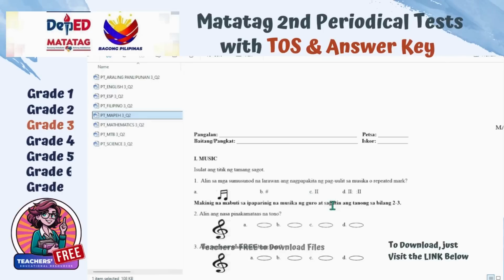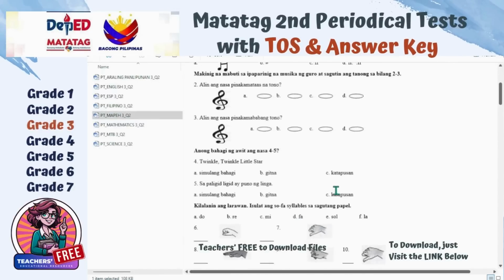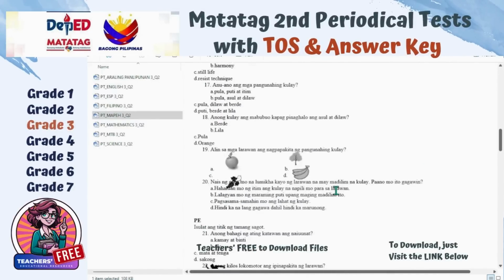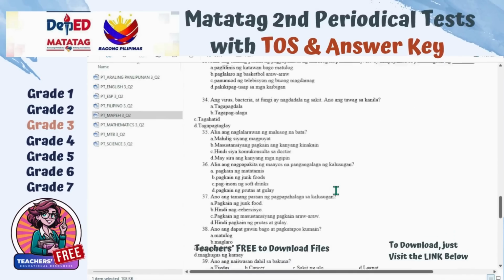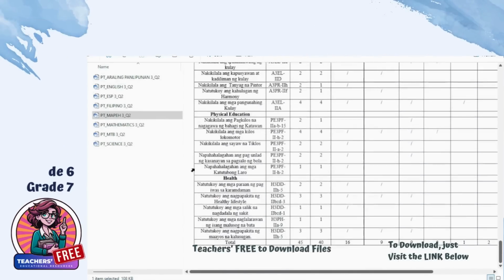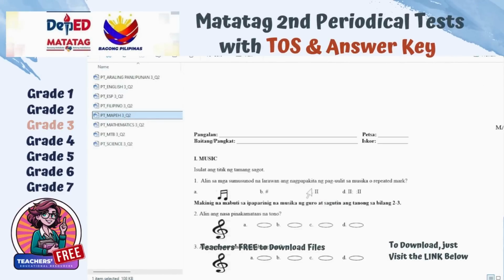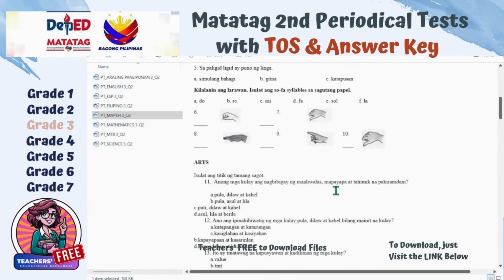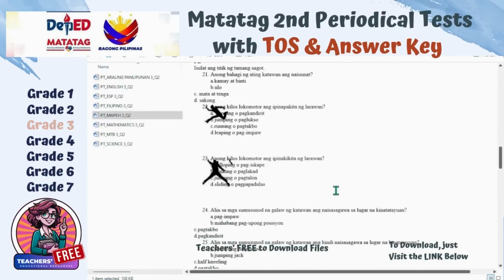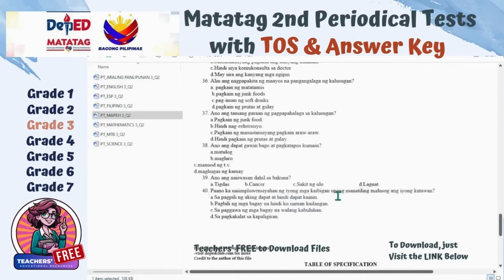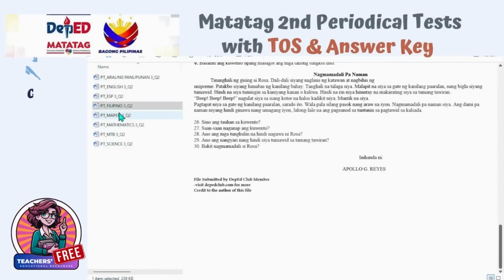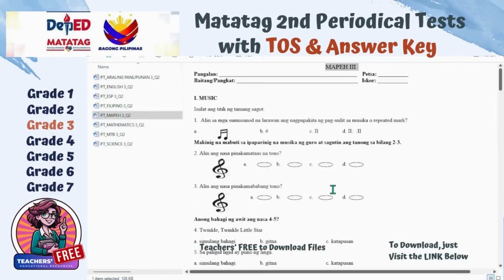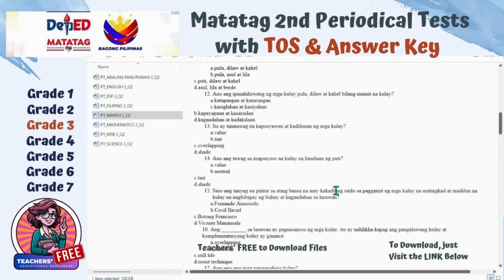We also have the MAPE 3-second periodical test, which aims: in music, you'll identify musical patterns, high and low tones, and the parts of a song using symbols. You'll also recognize SOFA syllables and other symbols that represent song sections. For arts, you'll learn about colors, their brightness or darkness, and the primary colors.